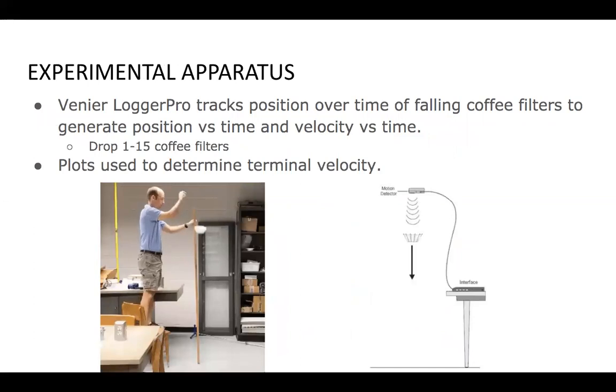If we were doing this lab in an actual lab setting, our experimental apparatus would have Vernier Logger Pro set up to track position over time of falling coffee filters to generate position versus time graphs and velocity versus time graphs. We would drop one coffee filter, then a combination of two, all the way up to 15, and we would use the position versus time graph and velocity versus time graph to determine terminal velocity. Here's a demo of how the coffee filters will drop.